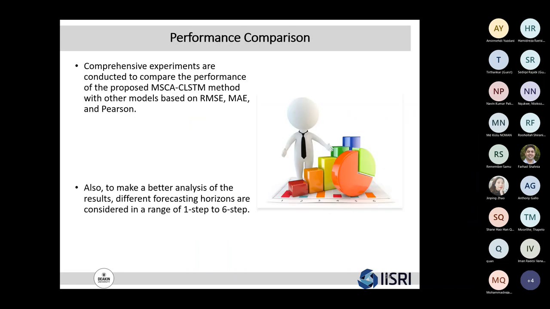2018, gathered at 1 hour intervals and used for prediction here. For the performance comparison, as I said before, comprehensive experiments have been done to compare the performance of the proposed model with other models based on RMSE, MAE, and Pearson. To make the analysis of the results more fair, different forecasting horizons are considered, ranging from one step to six steps.